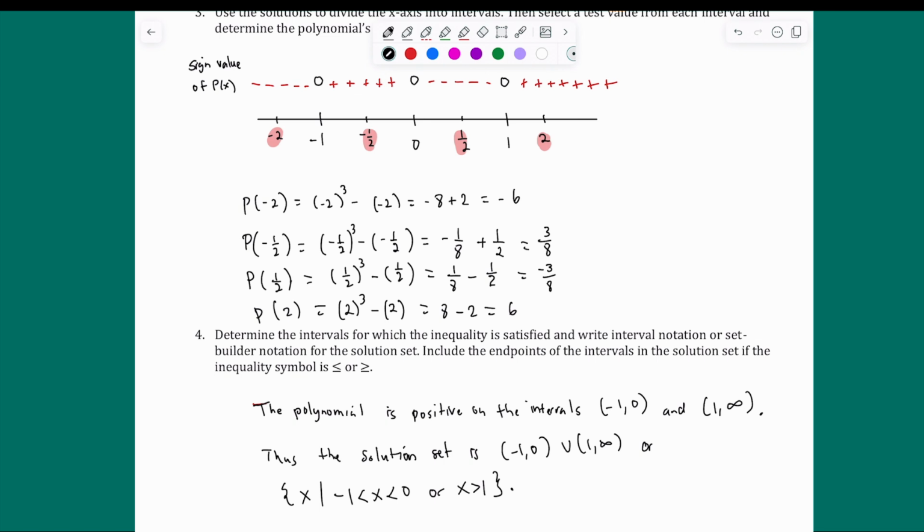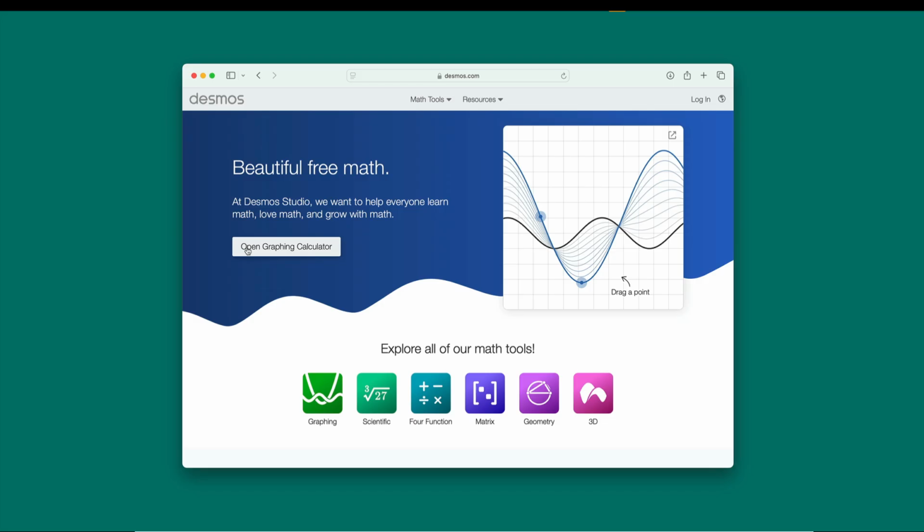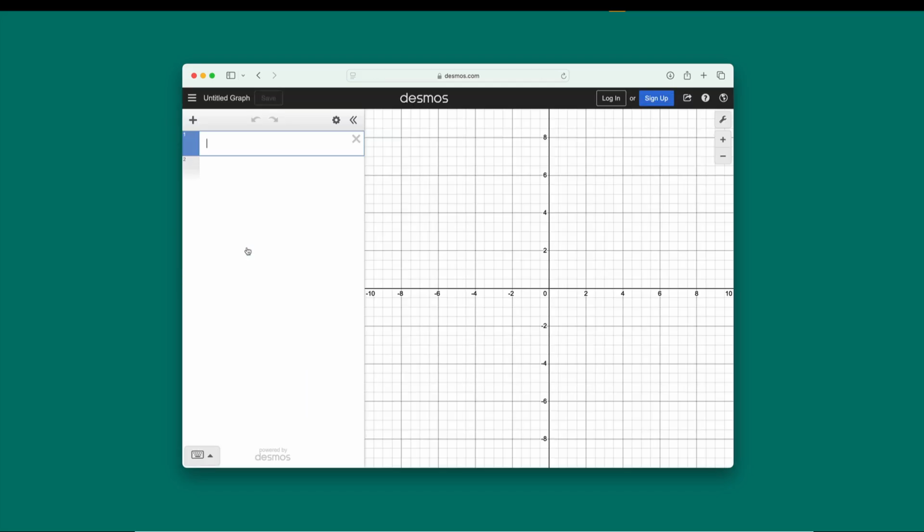Okay, that's how you would solve this algebraically. Now let's take a look at Desmos and see how we could solve this polynomial inequality using its graph. So once again, we are looking for when this is greater than 0. We basically want to see the portions of the graph that are above the x-axis.